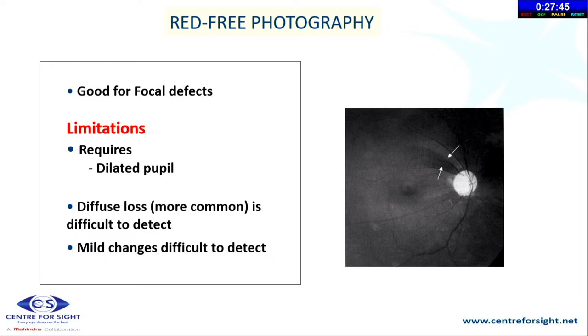Limitations: you need to have a dilated pupil. Sometimes you get diffuse loss, which is very difficult to pick up. If there are mild changes, they are difficult to pick up.